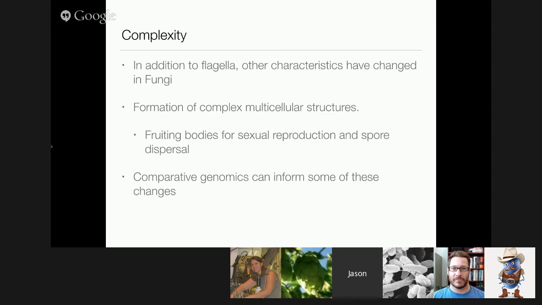Sort of tackling this question in another direction is taking the idea of complexity on and asking, in addition to the flagella, are there other characteristics that have changed? One thing I alluded to before was this idea of complex multicellular structures. We see these are really important fruiting bodies for sexual reproduction and dispersing spores, and we can identify through comparative genomics some of the patterns of genes that are found, not unlike that previous pattern, genes that are found in things that have complex multicellularity, and then genes that are missing in ones that are more simple.